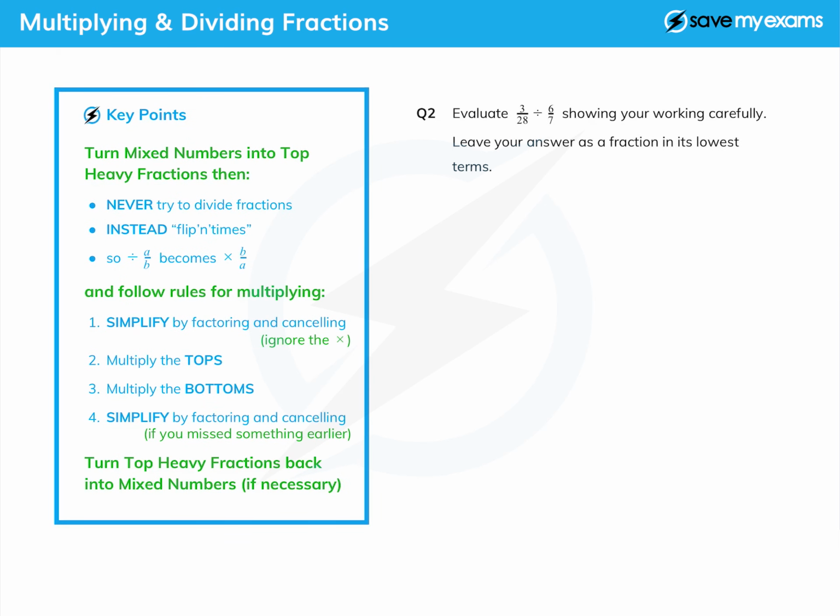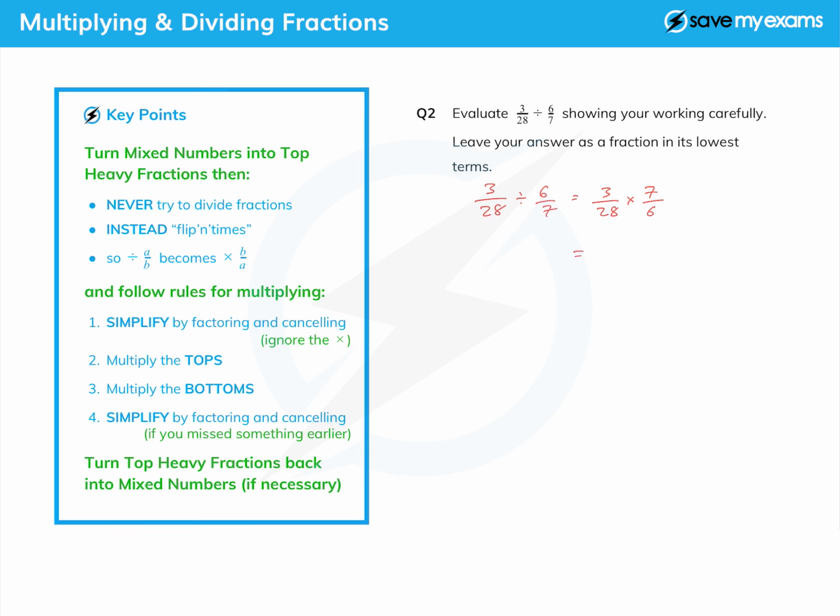Right, moving on to a second question. Here we've got a dividing sign, so 3 over 28 divided by 6 over 7. Well, I'm not going to do that. Never try to divide fractions. Instead, we take the second fraction and we turn it upside down. That's the flip, and we times. And suddenly that becomes a whole lot easier.